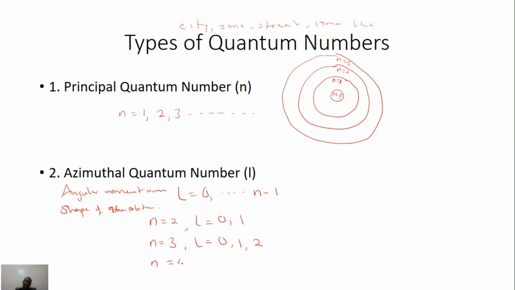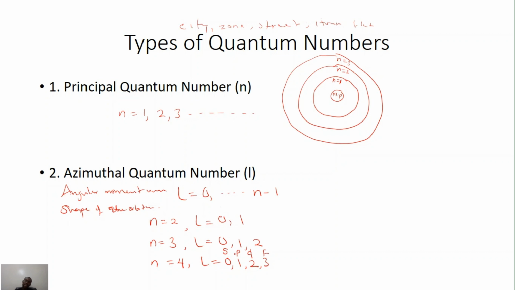If the principal quantum number is equal to 4, which is the energy level, l will be equal to 0, 1, 2, and 3. So this is how it goes. Each of these numbers corresponds to a different orbital. While 0 is for the s orbital, 1 is for p, 2 is for d, and 3 is for f.